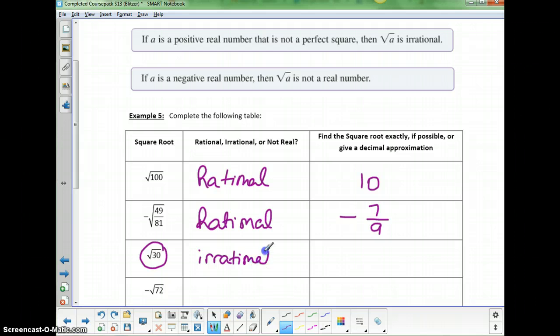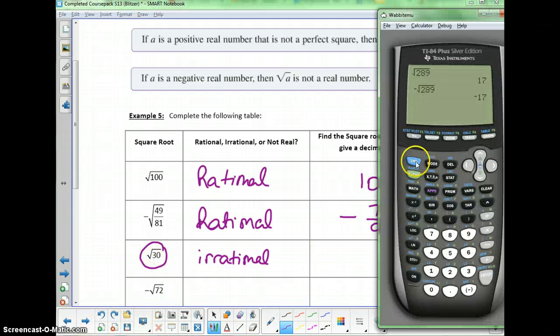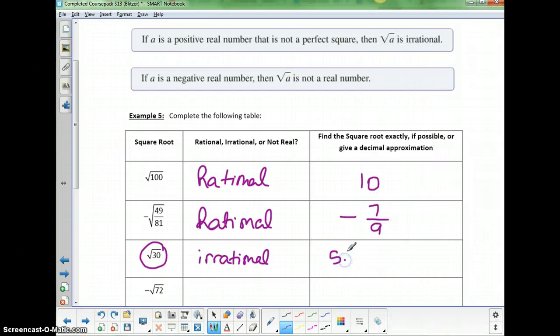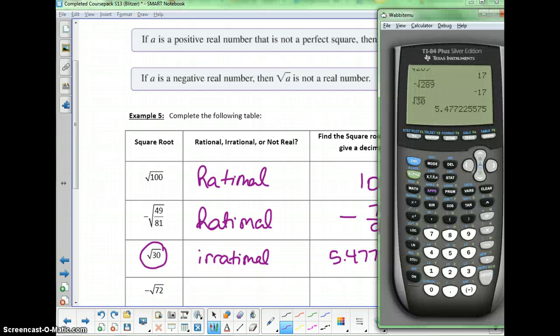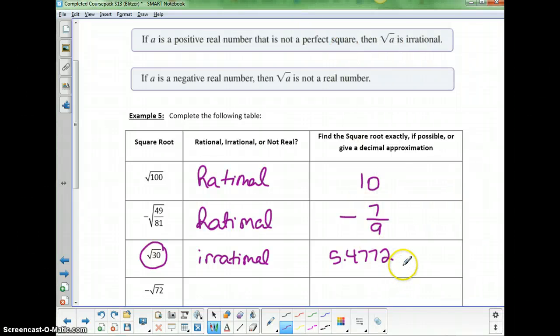It's irrational because it's not going to be a whole number. I know 5 times 5 is 25, 6 times 6 is 36. This is left in the middle. It's going to be some decimal. So let's try it. The square root of 30 is 5.4772. Let me just check my 2 right there to make sure that was rounded correctly. Yep, 5.4772. And so on.